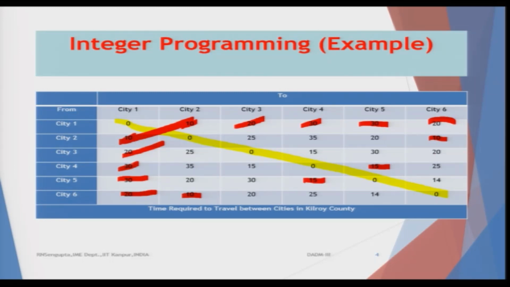For the fourth city, I am just repeating it, please bear with me. For the fourth city, it will be x3 plus x4 plus x5 is greater than or equal to 1. For the fifth city, it will be x2 plus x4 plus x5 plus x6 is greater than or equal to 1, and for the sixth city, it is basically x1 plus x2 plus x3 plus x5 plus x6 is greater than or equal to 1.